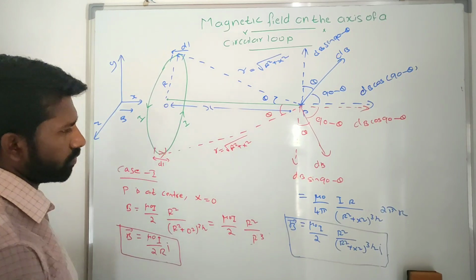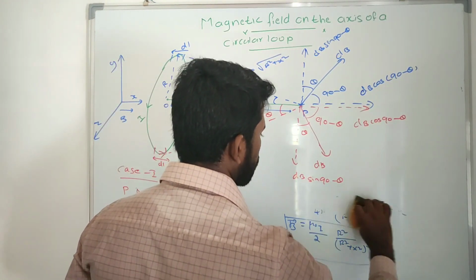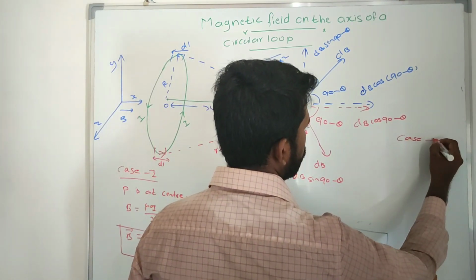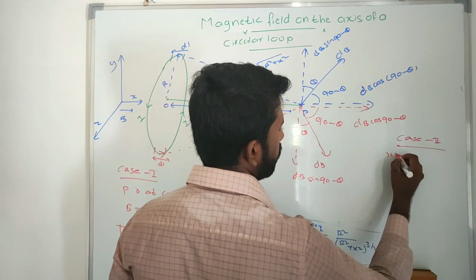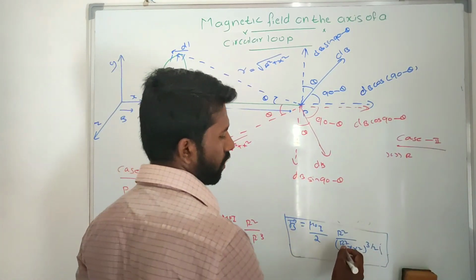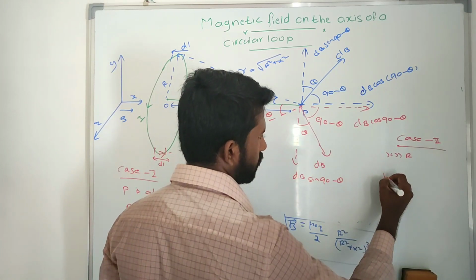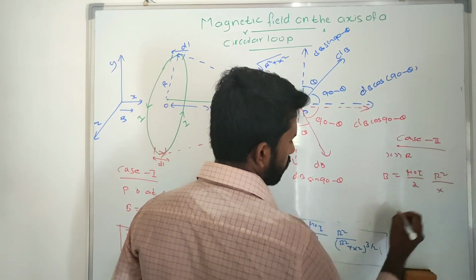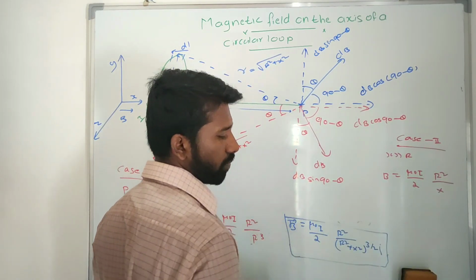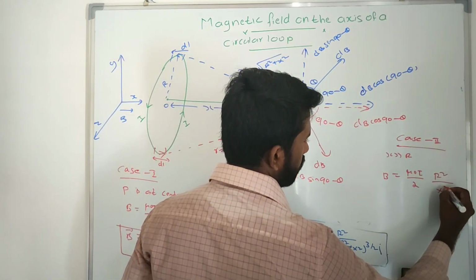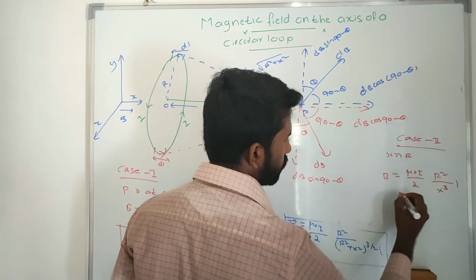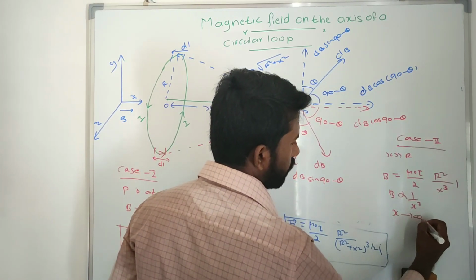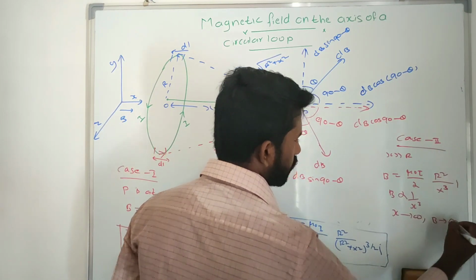Next we will discuss another special case, that is case 2. Case 2 means X is very very large. If X is very very larger than R, this becomes X square, that is B is equal to mu 0 I by 2 R square divided by X square all power 3 by 2. That is X cube, in the I direction. So B is inversely proportional to X cube. If X approaches infinity, what about the B value? B approaches 0.